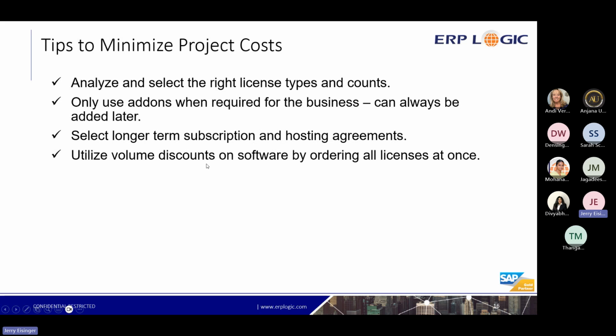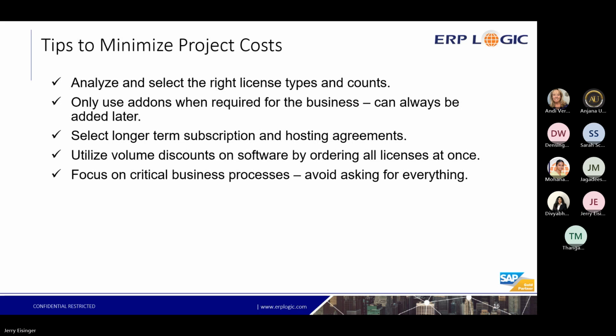Utilizing the volume discounts on software by ordering all the licenses at once. So if you order 5 licenses, but you order them one at a time, you're not going to get the volume discounts that you'd get if you were to order all 5 at once. So certainly, going back to the first bullet, figure out what licenses you need, and then getting them all at once to take advantage of the volume discounts is a good way to save money.